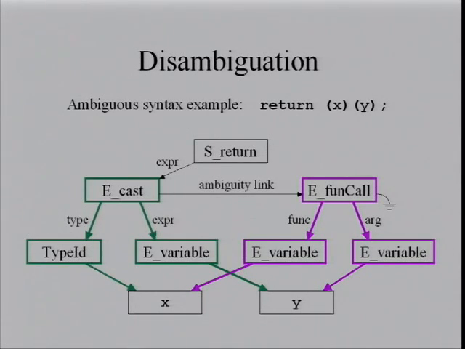And this is the sharing that lets us actually represent the whole set, the entire parse forest, compactly, because we're actually sharing commonly interpreted subtrees. So then the type checker simply has to take this and figure out which one to keep. If it wants to keep the cast, then it'll just break the ambiguity link. If it wants to keep the function call, it'll switch the S_return pointer over to the function call. And then when it's done, of course, you'll have just a simple tree structure.